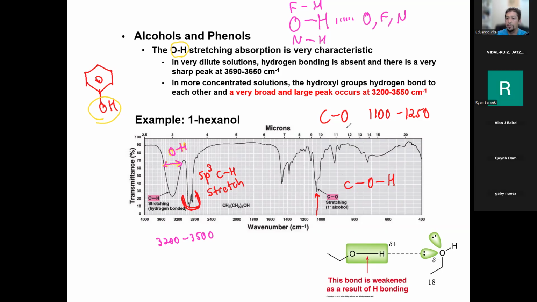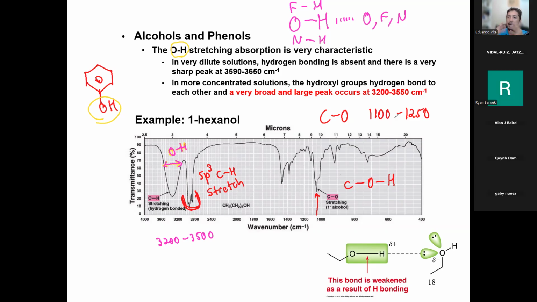Carbon-oxygen bonds, single bonds. You'll usually see them like this. You're also going to see carbon-oxygen bonds in ethers. So you need to remember these numbers. That's why I hesitate to call anything above 1000 fingerprint, because carbon-oxygen shows up at around 1100. That's not fingerprint. You can still see it. So it is my own definition that anything below 1000 is considered fingerprint. Hopefully that makes sense as to why I think that.